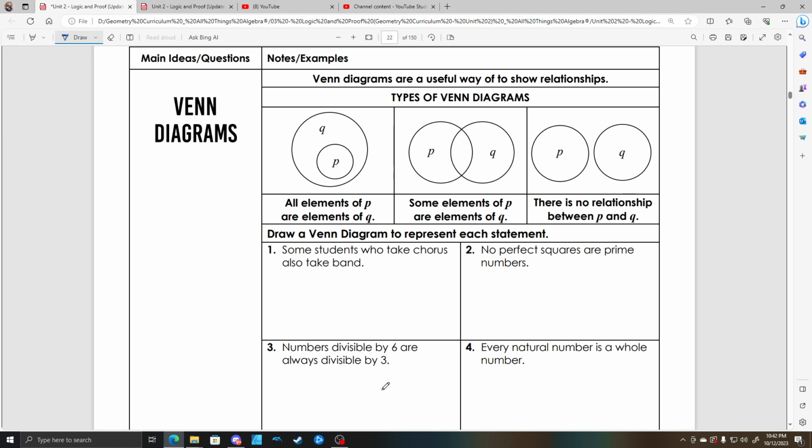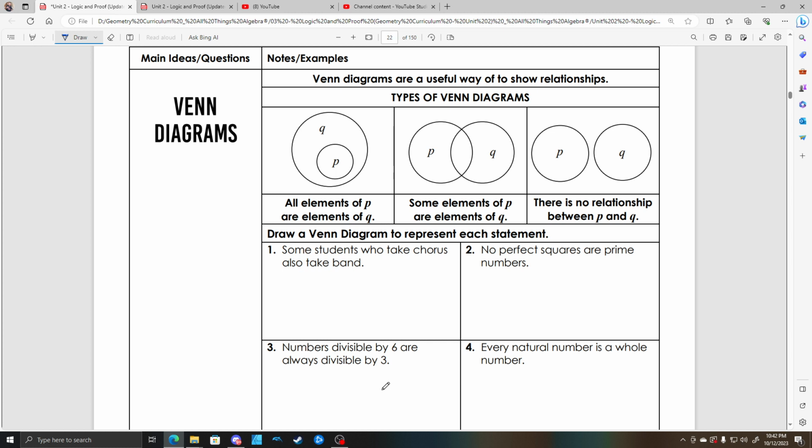Make sense? So if we look at the second one, some elements of P are also elements of Q. So if there are some students that take band who also play football, if P is students who are in band and Q are students that play football, then that little area in the middle are students that play band and play football. And then if P and Q don't have any kind of interlocking part of the circle, then there's no relationship between P and Q. All of the elements of P are completely separate from all of the elements of Q.